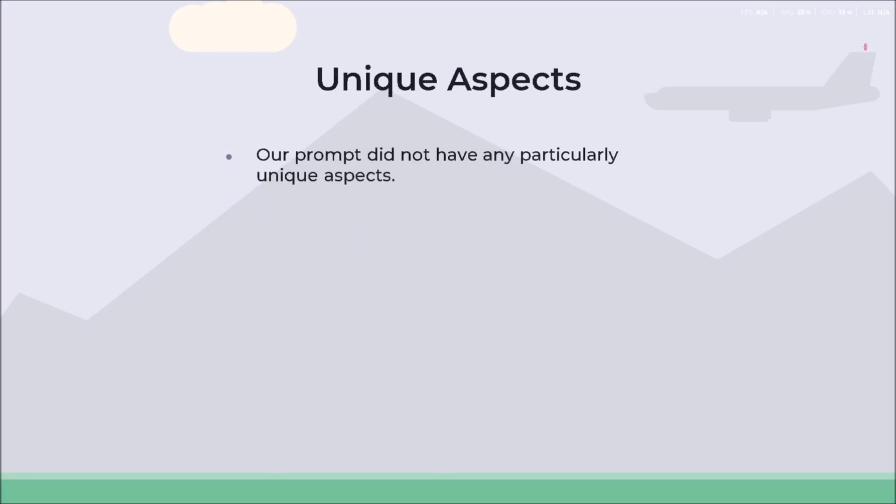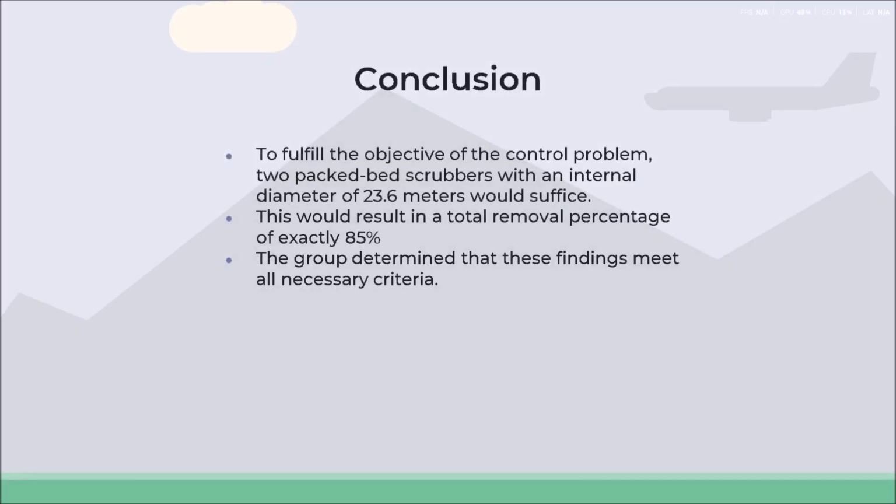And in terms of unique aspects, our prompt did not really have any unique aspects other than the 85% threshold for flue gas removal. And to conclude, to fulfill the objective of this control problem, we'll be utilizing 2 packed bed scrubbers, each of which with an internal diameter of 23.6 meters, as touched on before, to result in a total removal percentage of 85%. And the group has determined that these findings meet all necessary criteria. And thank you for watching.